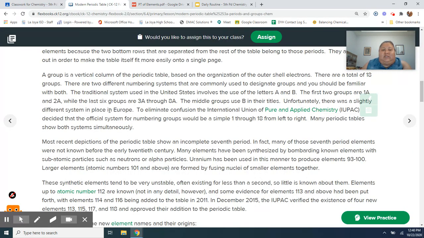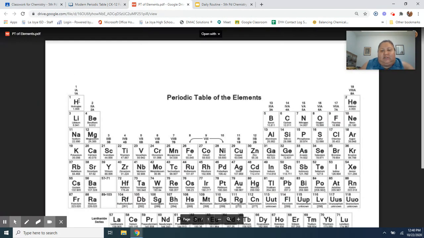Unfortunately, there was a slightly different system in place in Europe. To eliminate confusion, the IUPAC, the International Union of Pure and Applied Chemistry, made up of chemists from around the world, came together and decided to use a simple numbering system for the groups. They use just 1 through 18, which is what I use because everything else is just way too complicated. Most periodic tables have both, like you see here: 1 through 18 on top, and then the English system, or the United States system, on bottom.